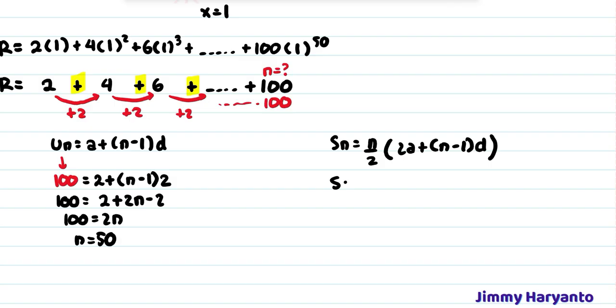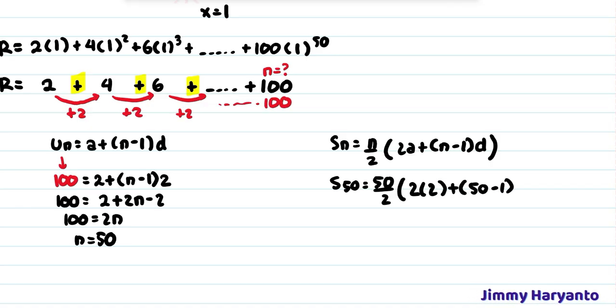Because there are 50 terms and the question wants you to add them, we have to use Sn. So S50 equals 50 over 2 times 2 times a plus 50 minus 1 times the difference, which is 2, equals 2550.